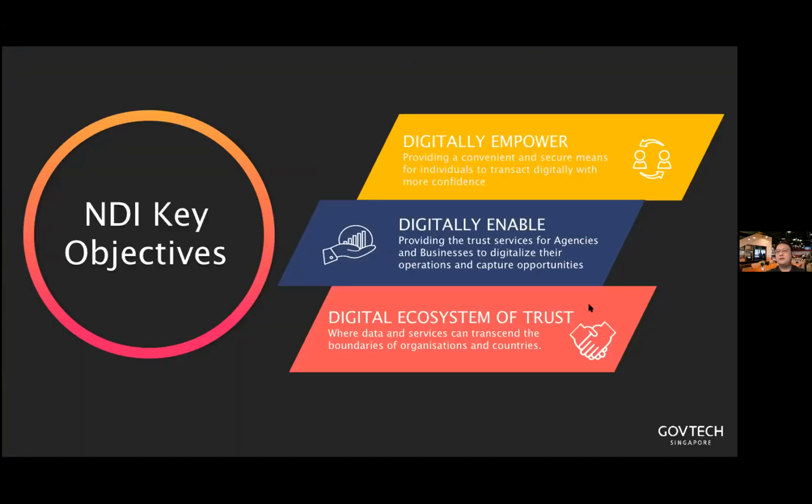The key objectives for us are, first, to digitally empower our citizens by providing convenient and secure means to transact digitally with more confidence, be it with public or private digital services. Another key objective, which may not be so obvious to many of you, is to digitally enable government agencies and businesses by providing a series of trust services, so that they are able to digitalize their operations and capture the opportunities that come with digitalization. Examples of such trust services are authentication services, digital signing services, and recently we also added face verification services. I will elaborate more on this in a later part of this presentation. Lastly, at a more macro level, as described earlier, it's to create an ecosystem of trust to promote trusted data flows.